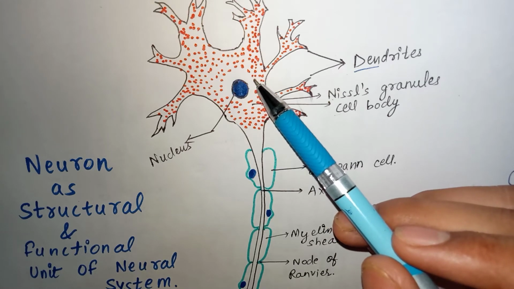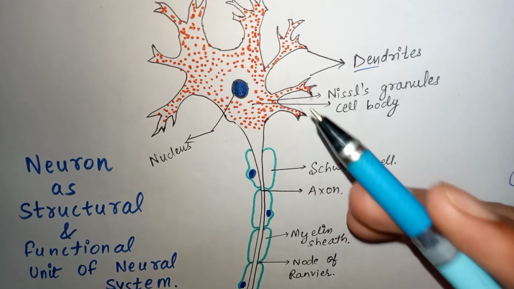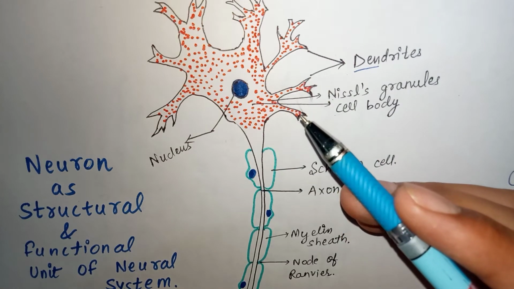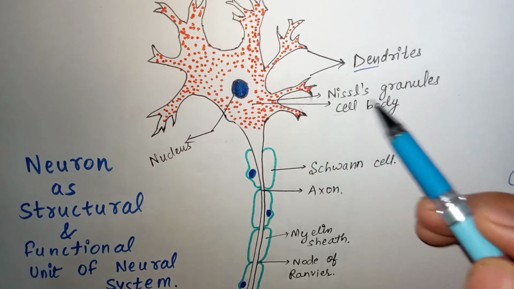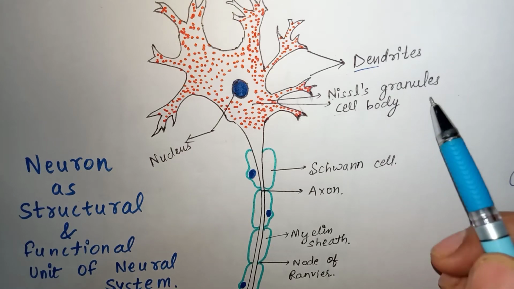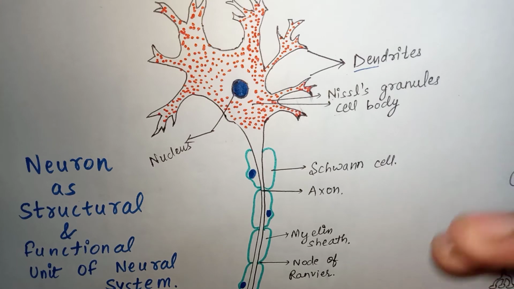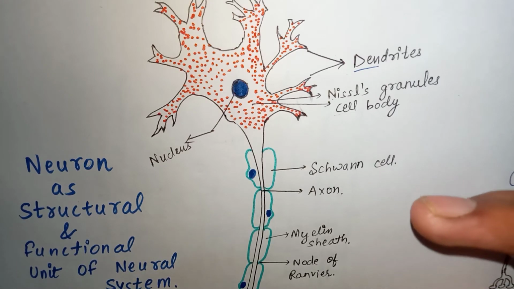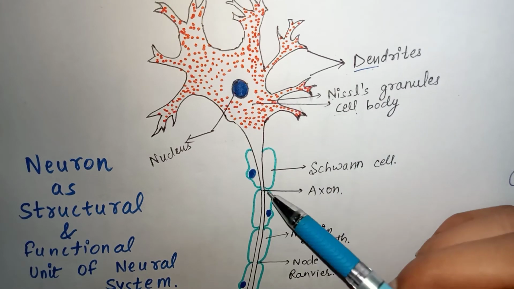And what is the role of Nissl's granules? They are attached with the ribosomes, and as you know, ribosomes are responsible for protein synthesis, okay. So the process of protein synthesis is done by the Nissl's granules. The associated ribosomes, which are attached to the Nissl's granules, are responsible for protein synthesis, and these proteins are helpful in the conduction of impulses, or you can say signals, from the dendrites to the axon, okay. So the main three parts are the dendrites, the cell body, and the axon.